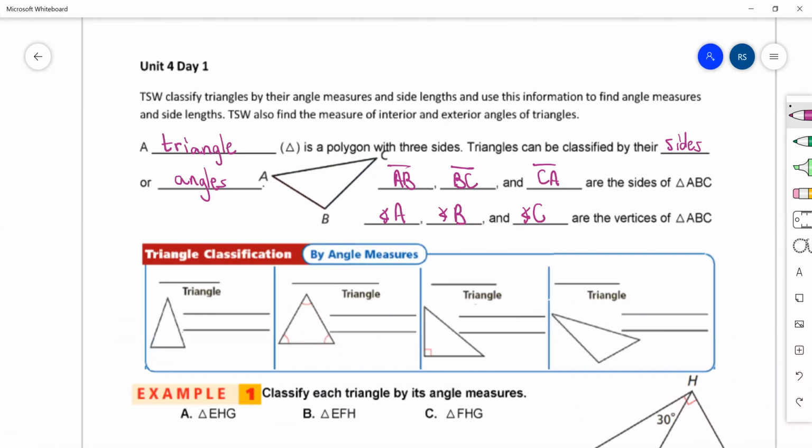Now they want us to classify, that's what we're doing here, we're classifying the triangles based on information they give us about the angles. So for this first one, it's an acute triangle, simply because it has 3 acute angles.